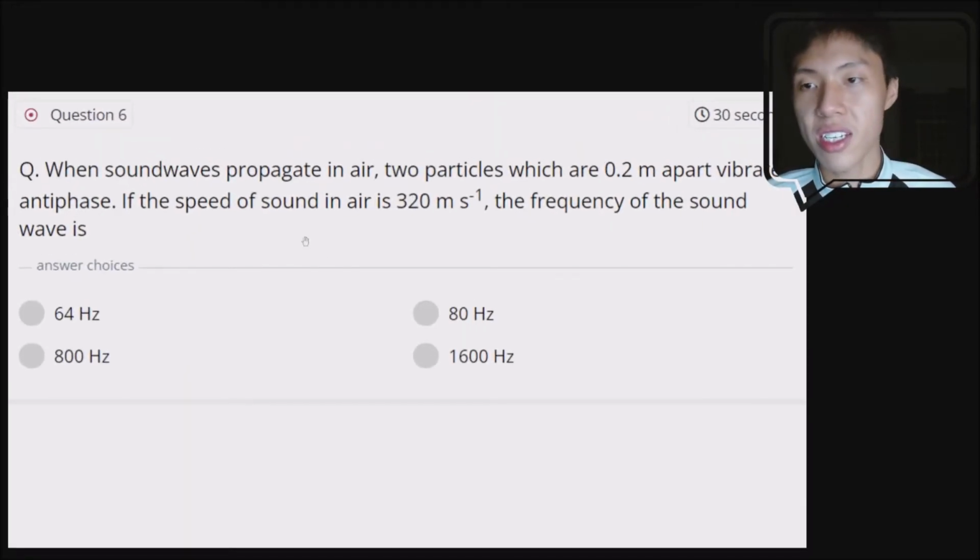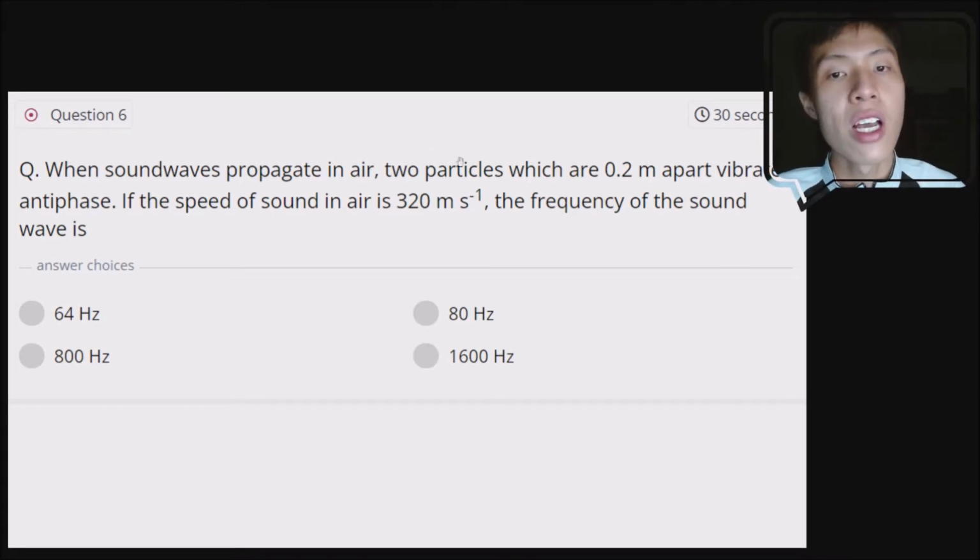So question 6. When you have a sound wave propagating in air, propagating means it's traveling. So this is a traveling sound wave, a longitudinal wave. So you know that two particles which are 0.2 meter apart vibrate in antiphase. The meaning of antiphase is 180 degrees out of phase, or pi out of phase. The speed of sound in air is 320 meters per second. They ask for the frequency of the sound wave.